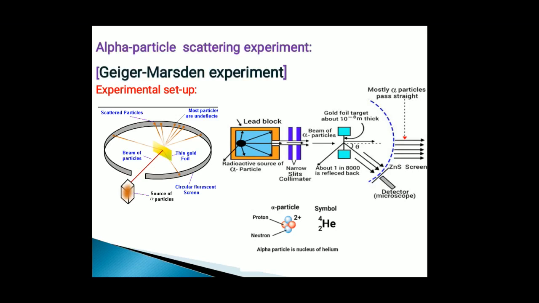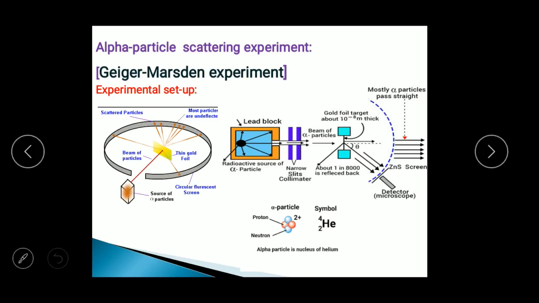It is also called the Geiger-Marsden experiment, because along with Rutherford, these two scientists were also involved in performing this experiment. Now let us discuss the Geiger-Marsden experiment, or Rutherford alpha particle scattering experiment, in detail. Let us see the experimental setup, the observations made from this experiment, and the conclusions taken from it to explain the atomic structure, right?